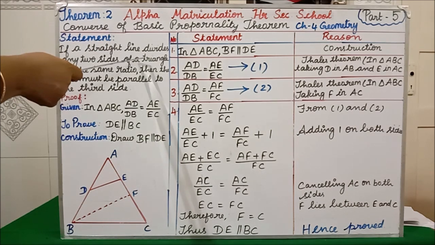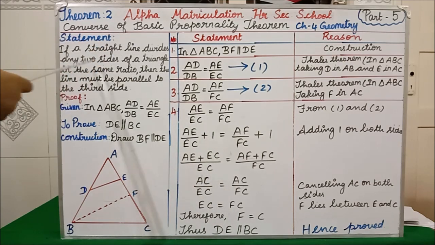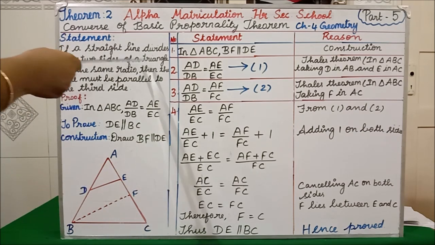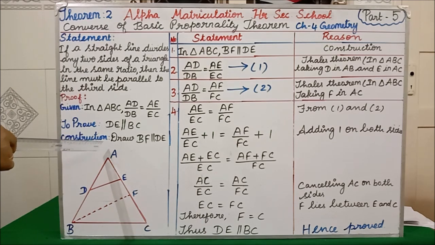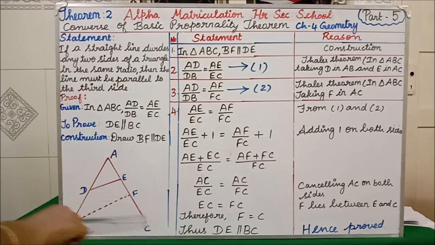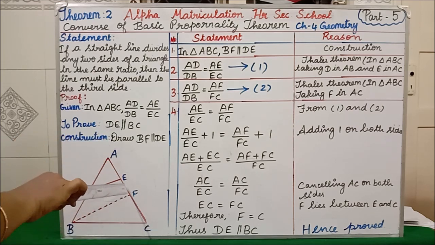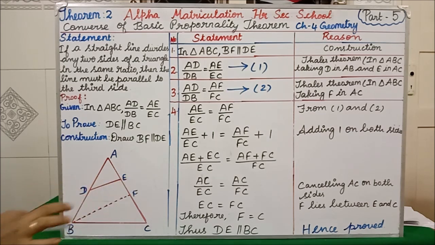If a straight line divides any two sides of a triangle, this is the straight line DE, divides any two sides of a triangle. This is the first side and this is the second side. Clear? This first side is divided by the point D and the second side is divided by the point E. For now you don't see this line, BF line.